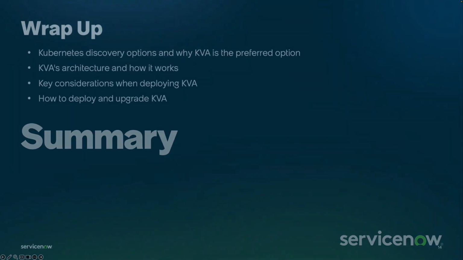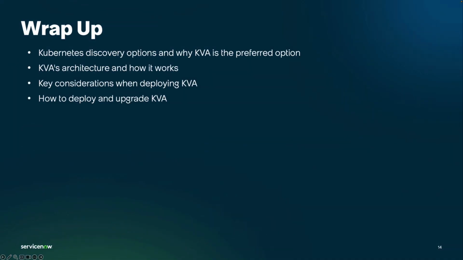Wrapping up, we covered the Kubernetes discovery options and why KVA is the preferred choice. We looked at how KVA works, its architecture, and how data flows back to your ServiceNow instance. We also walked through the key things to think about before you deploy, and then saw how straightforward the deployment and upgrade process is. Thanks for joining, and see you in the next episode.